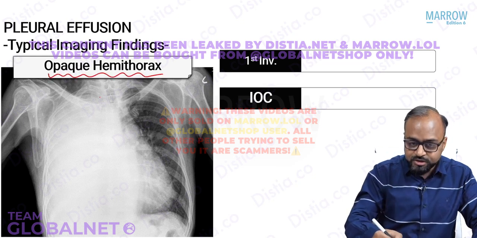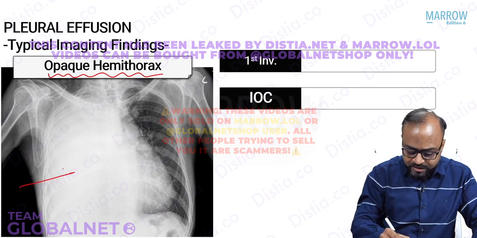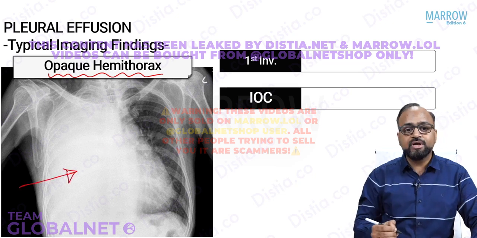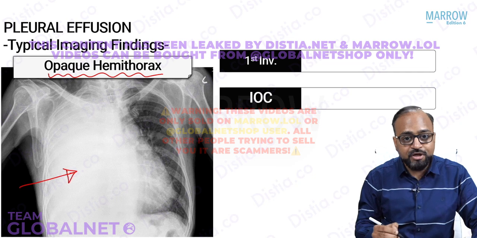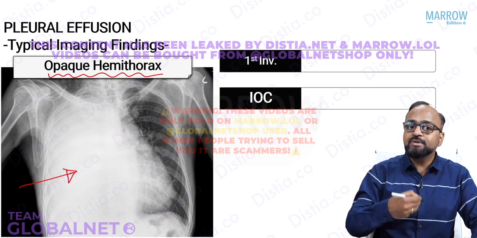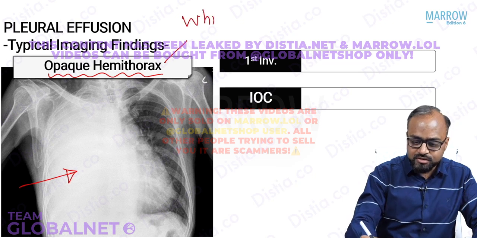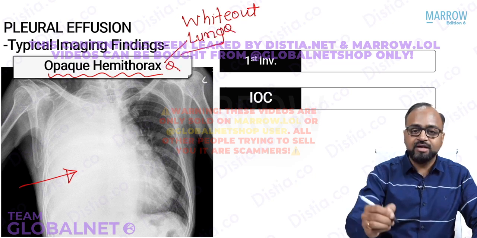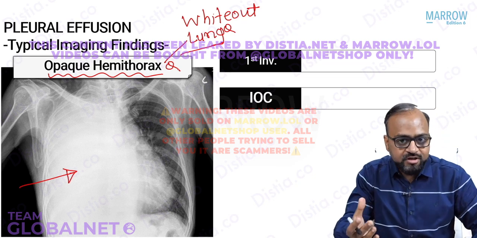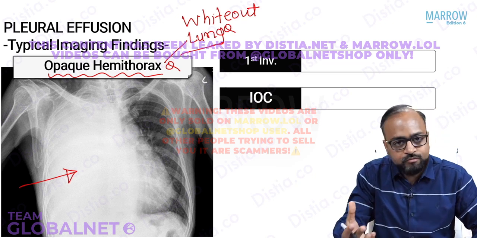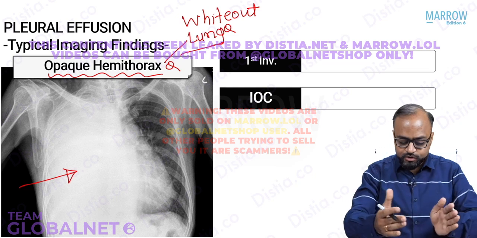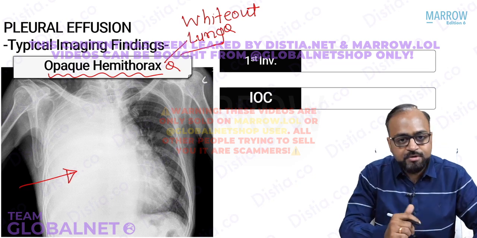See here, can you see in this particular radiograph that the right hemithorax is appearing completely opaque or white? Because it is appearing completely white, this is also called white out lung. So white out lung or opaque hemithorax is a finding which is relatively very easy to pick up in your exams, isn't it? Because you'll see one entire hemithorax is appearing white.